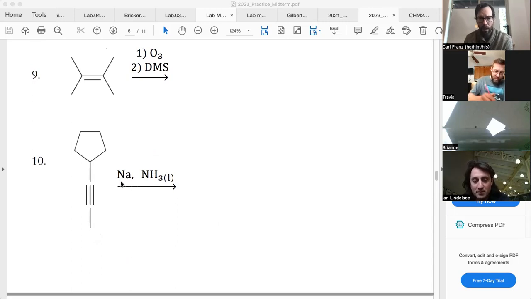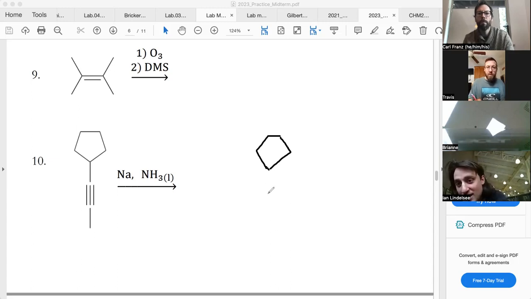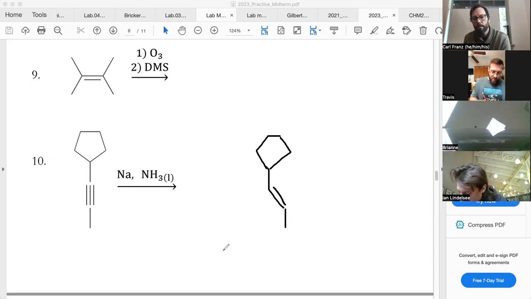Yes. And so we have. But it's not with platinum, so it's not a syn addition then. No, it'll end up being trans, right? So it'll look like this, right? So this methyl group is pointing down. This group here is pointing up.